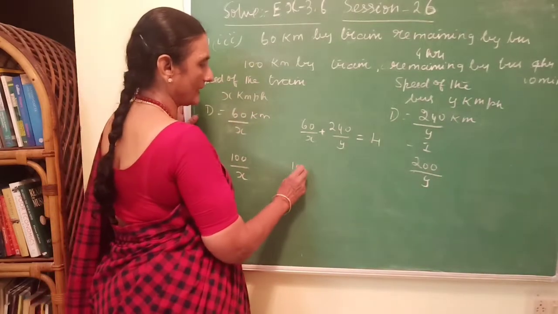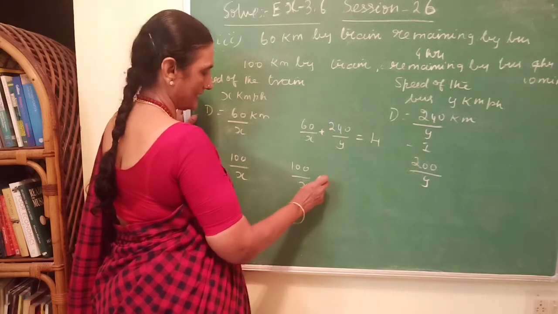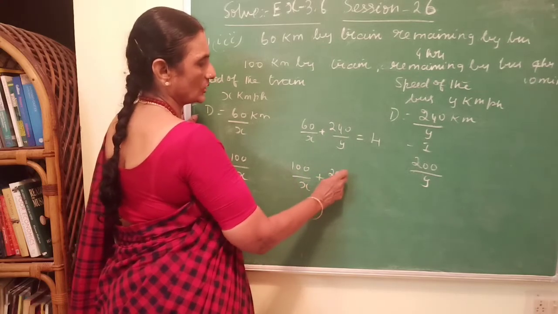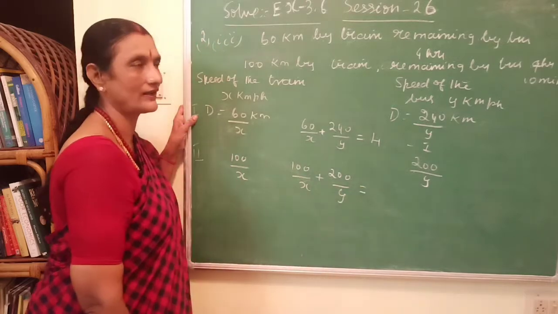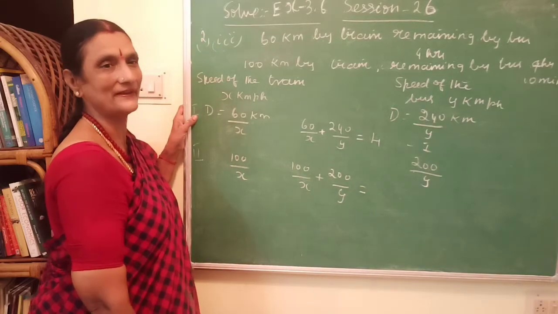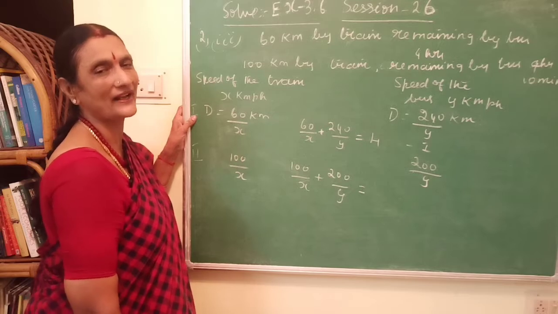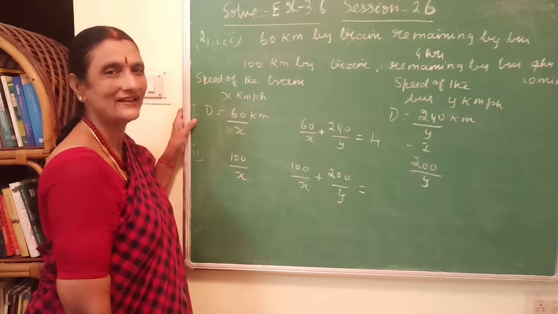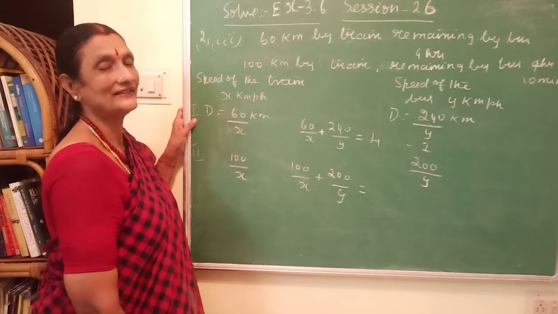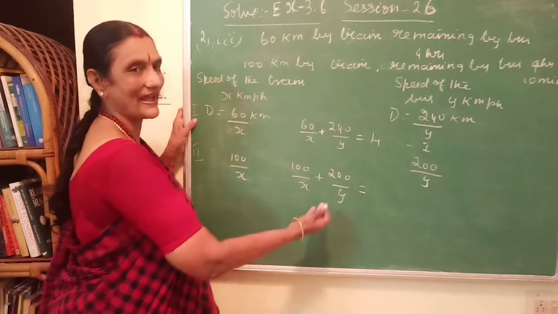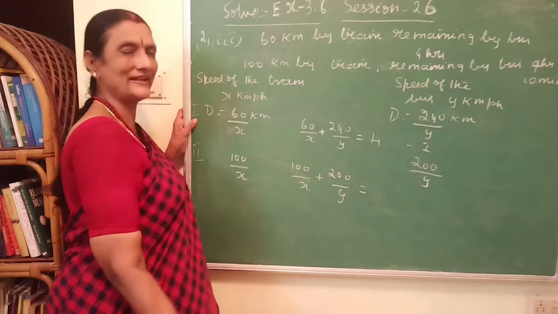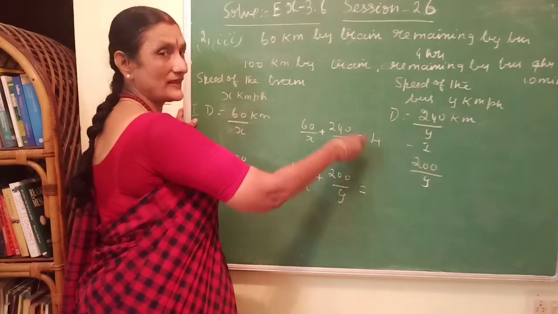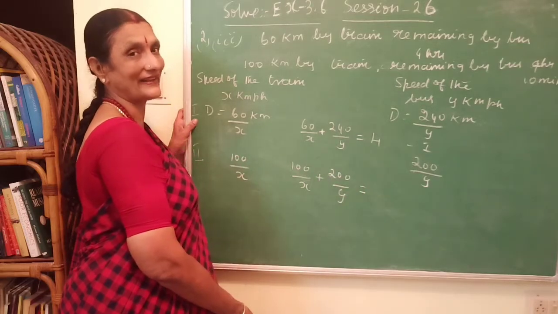Now what is the equation? 100 by x plus 200 by y. Total time taken is what? 4 hours and 10 minutes. How will you take 4 hours 10 minutes? You can convert the 10 minutes into an hour and add it, or you convert both times into minutes. So that has to be the same, otherwise you will not get the correct answer.